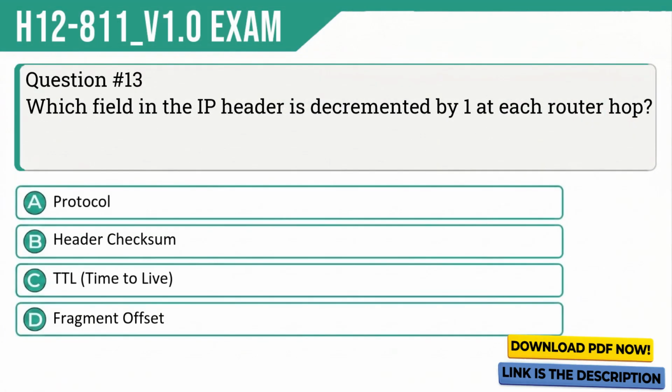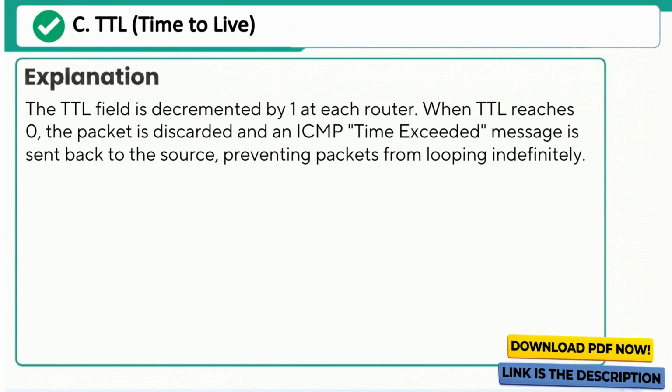Question number 13. Which field in the IP header is decremented by 1 at each router hop? A. Protocol. B. Header checksum. C. TTL, time to live. D. Fragment offset. Correct answer: C. TTL, time to live. Explanation: The TTL field is decremented by 1 at each router. When TTL reaches 0, the packet is discarded and an ICMP time exceeded message is sent back to the source, preventing packets from looping indefinitely.